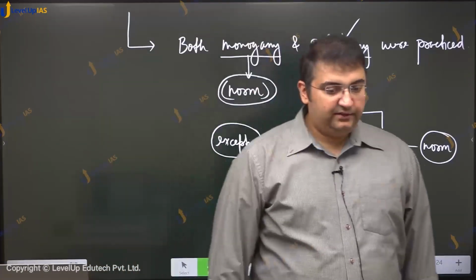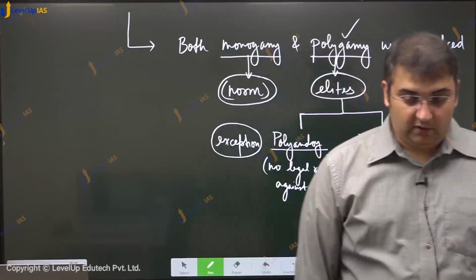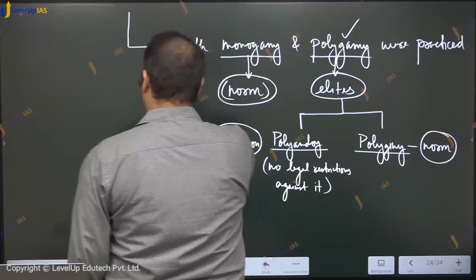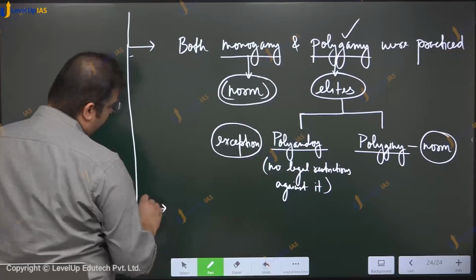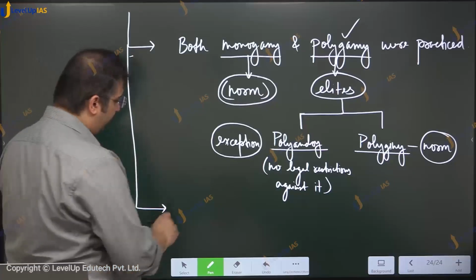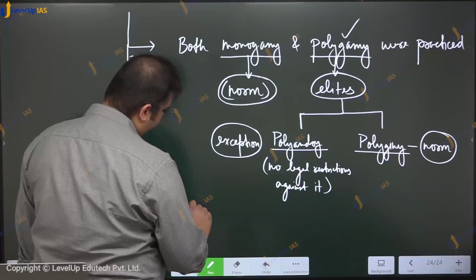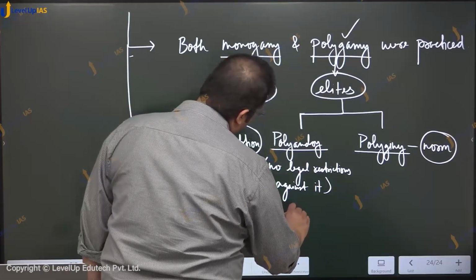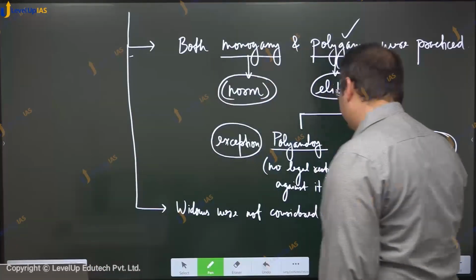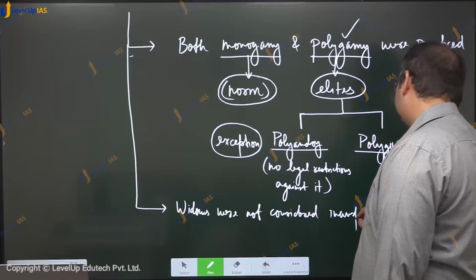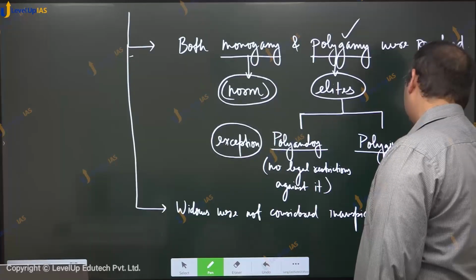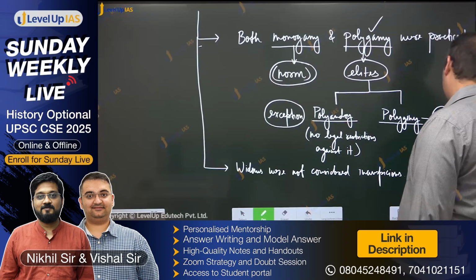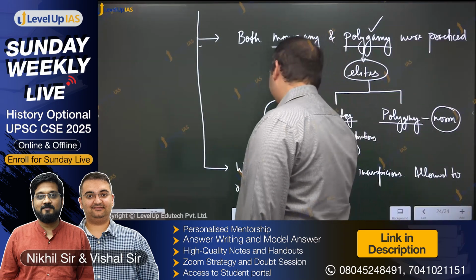Were widows forced to commit sati? No. Were they ostracized and excluded from the society, driven out? No. Were they allowed to remarry or not? Yes. Widows were not considered inauspicious. And they were allowed to remarry.